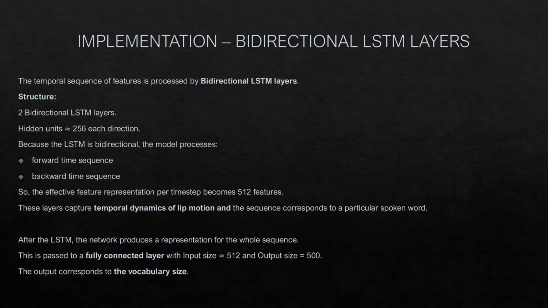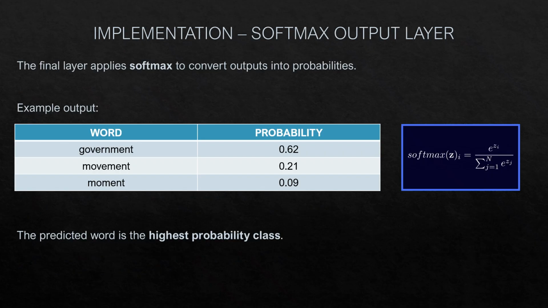The fourth step is bidirectional LSTM layers. Because the LSTM layer is bidirectional, the model processes both the forward and the backward time sequence. This layer captures temporal dynamics of lip motions, and the sequence corresponds to a particular spoken word. This is then passed to a fully connected layer where the output corresponds to the vocabulary size. The final layer applies the softmax function to convert outputs into probabilities. The predicted word is the highest probability class.